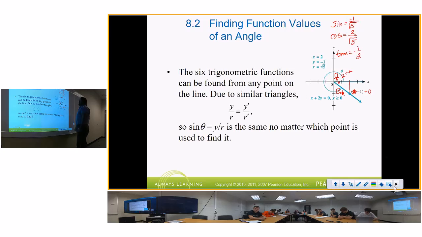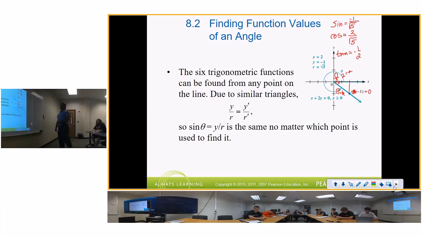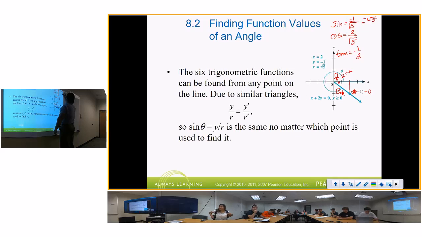Now we're done, right? No, we're not done. Why? Because you cannot have a radical in the denominator, so you need to rationalize the denominator. So we're going to get negative square root of 5 over 5, and 2 square root of 5 over 5, and -1/2. So these are your answers.